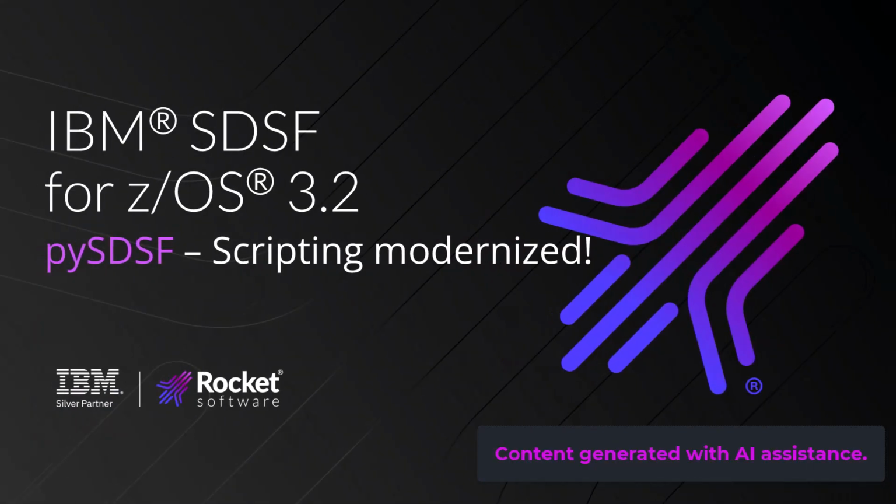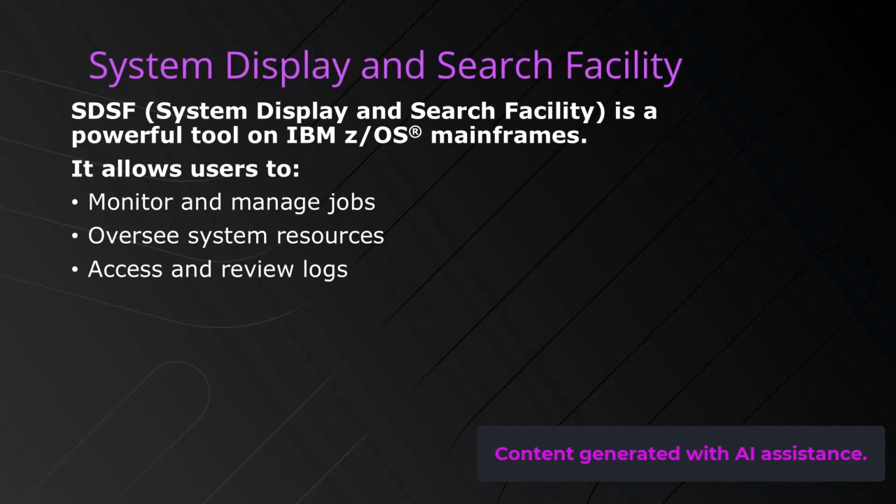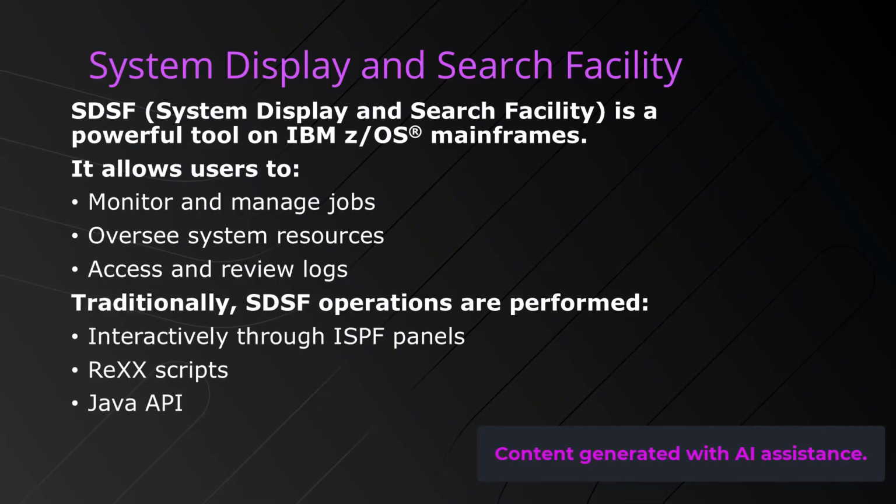Welcome to this video on pySDSF scripting modernized. System Display and Search Facility is a powerful feature on IBM z/OS mainframes that helps users monitor and manage jobs, system resources, and logs. Traditionally, these operations are performed interactively through ISPF panels. But modernization changes the game.